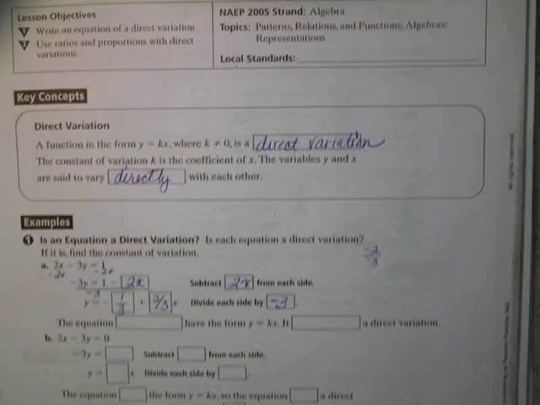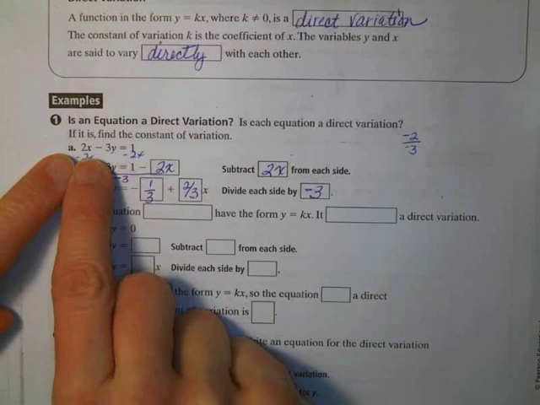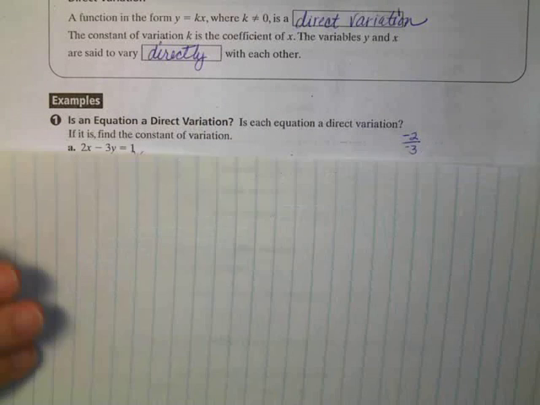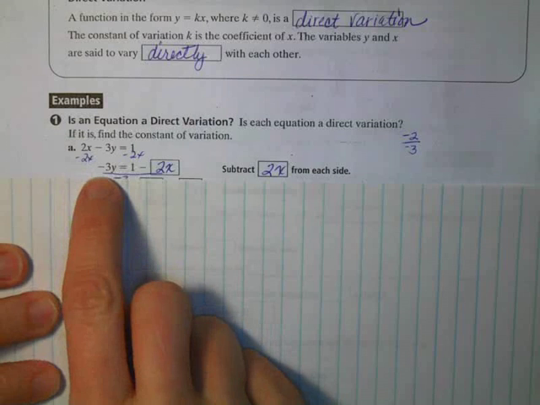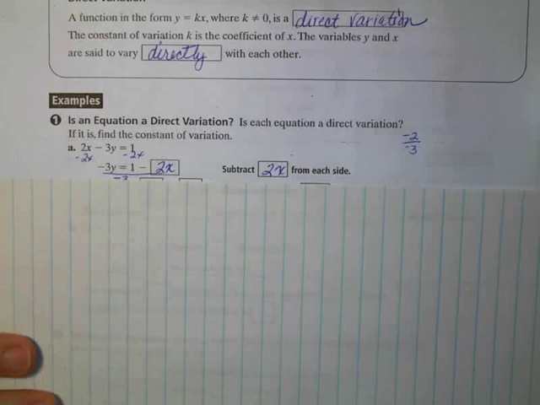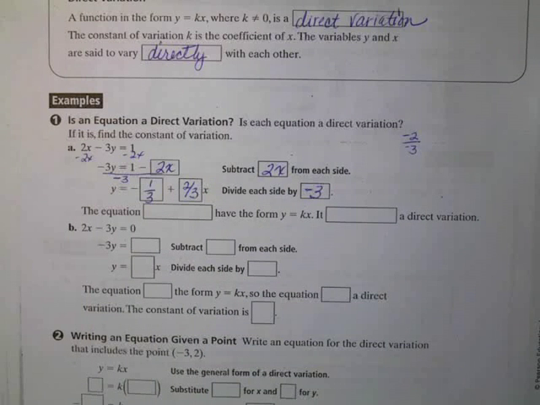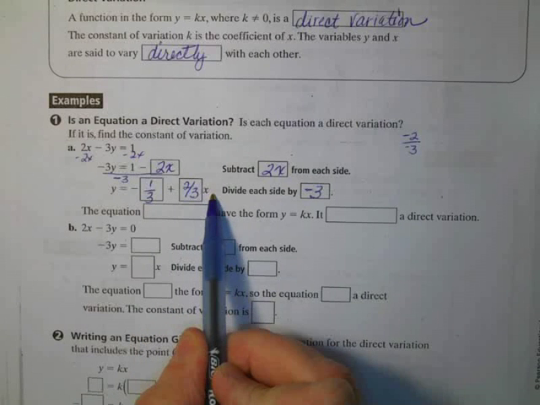All right? So first off, I have this one started. Is an equation a direct variation? Well, we find that out by determining whether or not we can transform it into the form y equals kx. And so that's what we're going to do. So we start out with 2x minus 3y equals 1. Then we're going to subtract 2x from each side. Once we've done that, we get negative 3y equals 1 minus 2x. Then, divide each side by negative 3, we get y equals negative 1/3 plus 2/3 x.